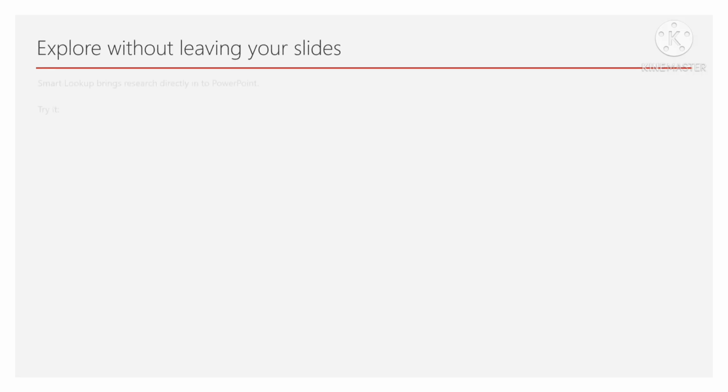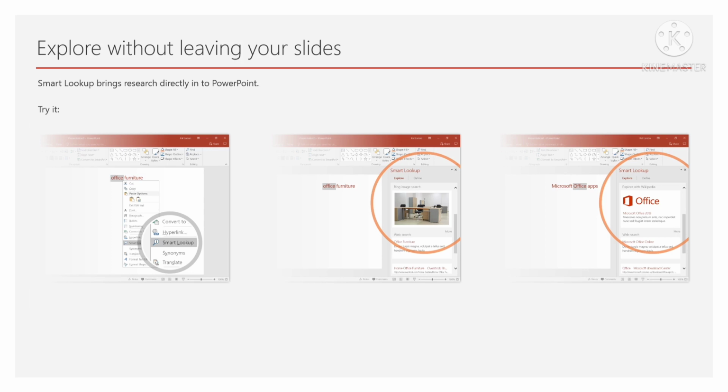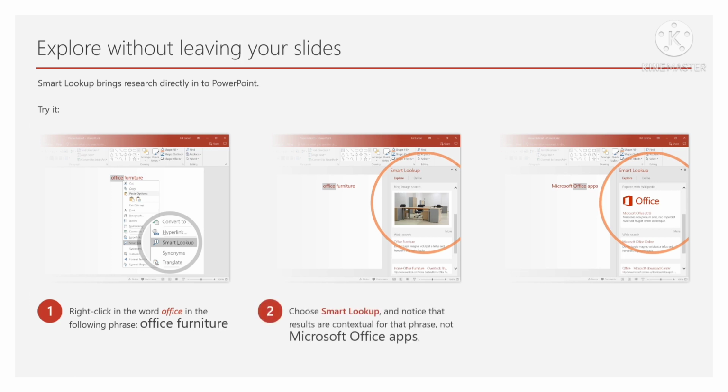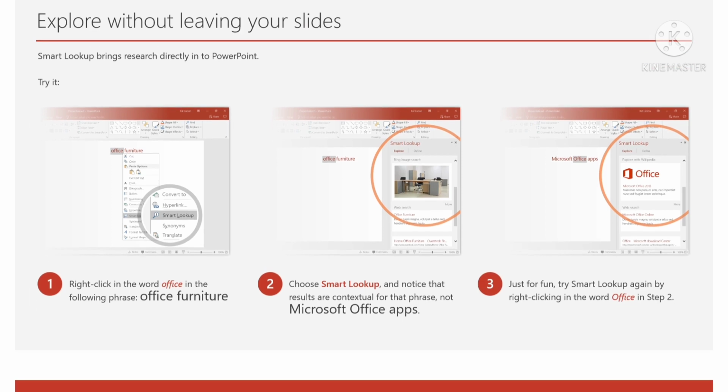Explore without leaving your slides. Smart Lookup brings research directly into PowerPoint. Try it. Number 1, right-click on the word office in the phrase office furniture. Number 2, choose Smart Lookup and notice that results are contextual for the phrase, not Microsoft Office apps. Just for fun, try Smart Lookup again by right-clicking on the word office.